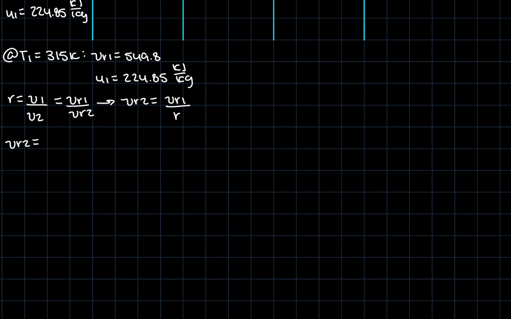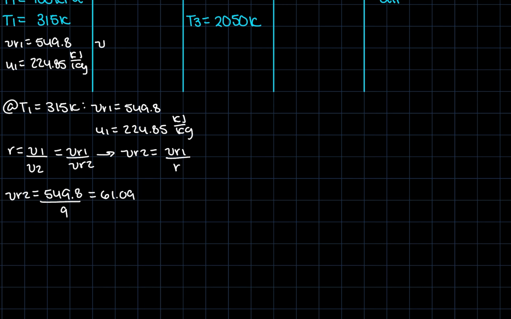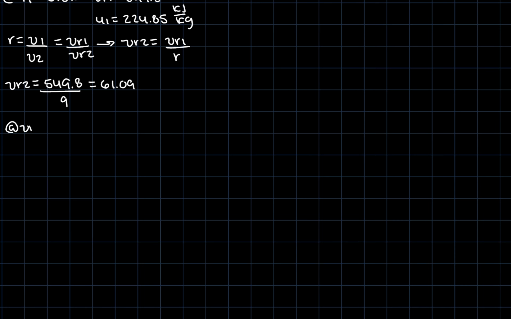So we can solve for VR2 and see that VR2 will be equal to 549.8 divided by 9, in which we will get 61.09. I'm rounding for that number. And I'll just put that up here in my table. So then using our VR2 value, we can interpolate using the thermodynamic tables, and we can find our U2 value. So I'll do 61.09 minus 59.32 divided by 62.13 minus 59.32.